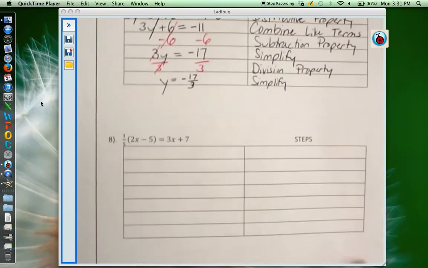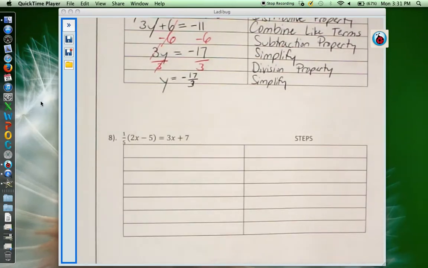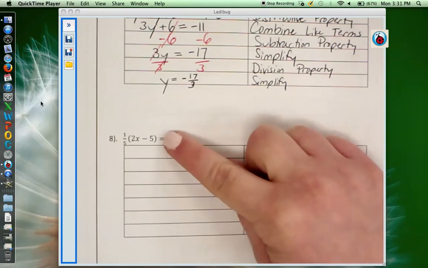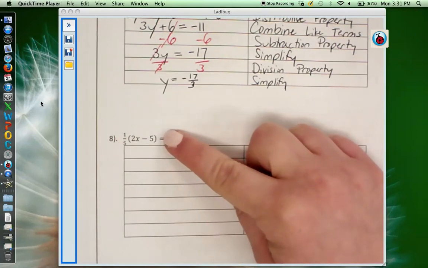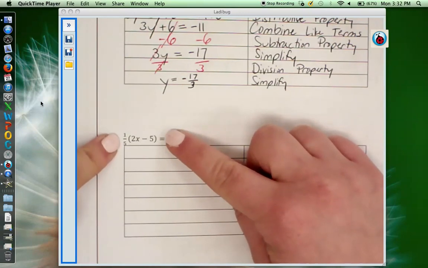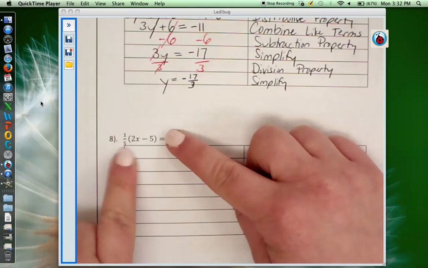Number 8, last one we'll do here. On number 8, first thing is simplify the left side and the right side. If I take a look at the left side of this equal sign, I have parentheses. I don't want parentheses. So I can get rid of those parentheses by using the distributive property. However, 1/5? Yuck. I don't want to be multiplying by 1/5. I don't want to multiply 2 by 1/5. That's going to be terrible.